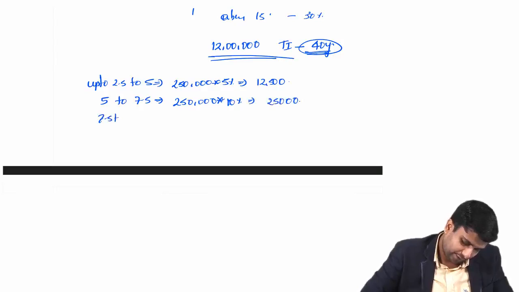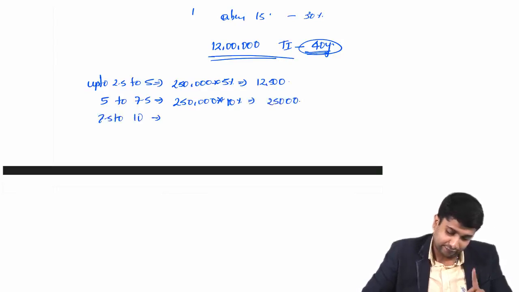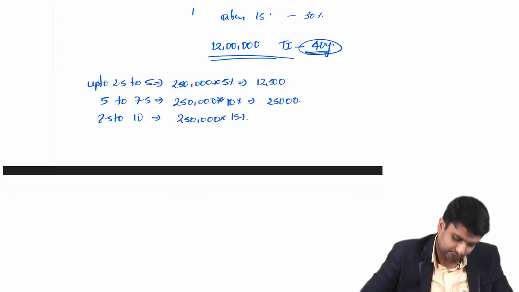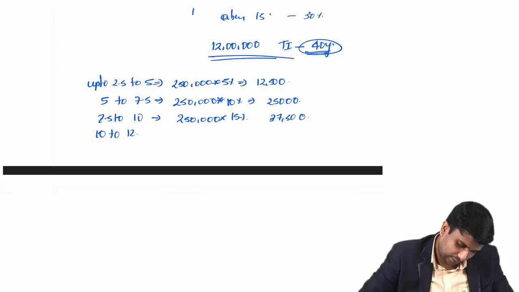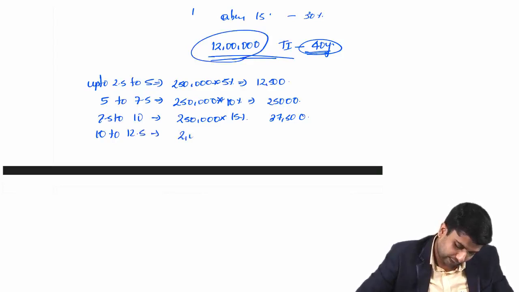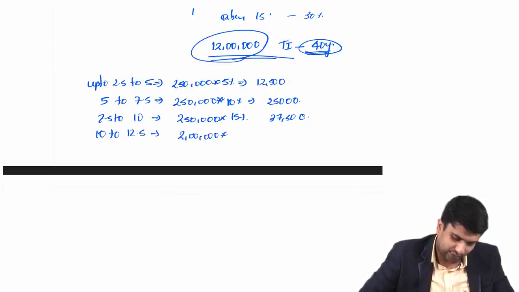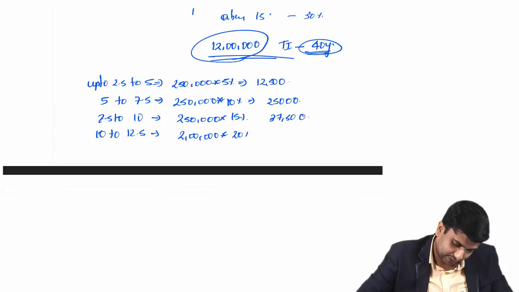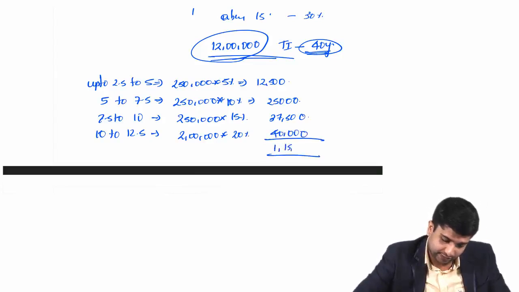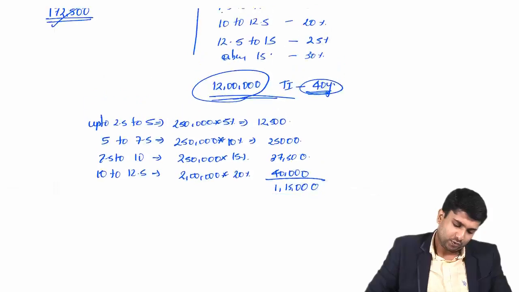Then from 7.5 to 10, the rate is 15%. Again, there is an income of 2,50,000 into 15%. So the figure will be 37,500. Again, from 10 to 12.5, my total income is only 12 lakh. So from 10 to 12.5, I have only an income of 2 lakhs. Into what is the rate of tax? It is 20%. So it will be 40,000 rupees. So my total tax payable will be 1,15,000 rupees.